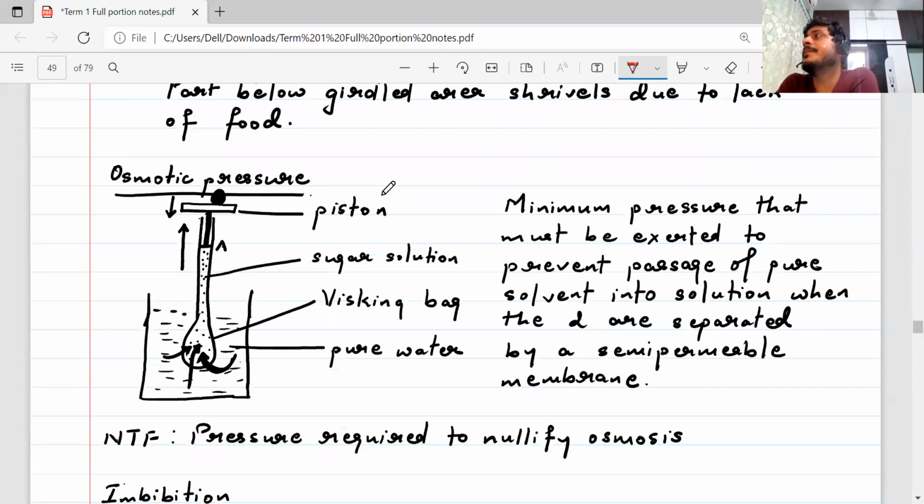Then in osmotic pressure, it is the pressure which is preventing osmosis. Remember, the pressure which is preventing osmosis. In an osmosis setup, if a piston is shown, it is measuring the osmotic pressure. That is all, nothing else to do. Apart from the definition, there is no other understanding of osmotic pressure you need.